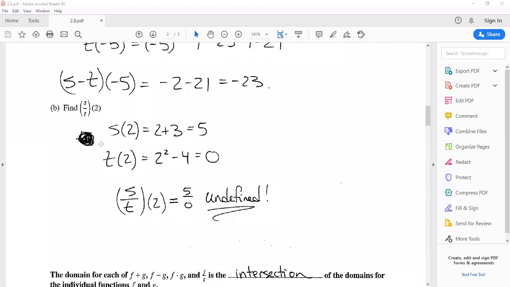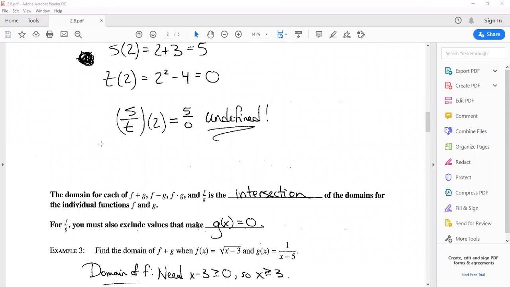So speaking of domains, what's going on with this? If ever we combine two functions like this, to f plus g, f minus g, f times g, or f over g, we have to make sure that we respect both of the domains of those functions. So what we mean here is that the domain for each of f plus g, f minus g, and f times g is going to be the intersection of the two domains. So in order for an x value to be in the domain of one of these first three, it has to be in both of the domains of both f and g.